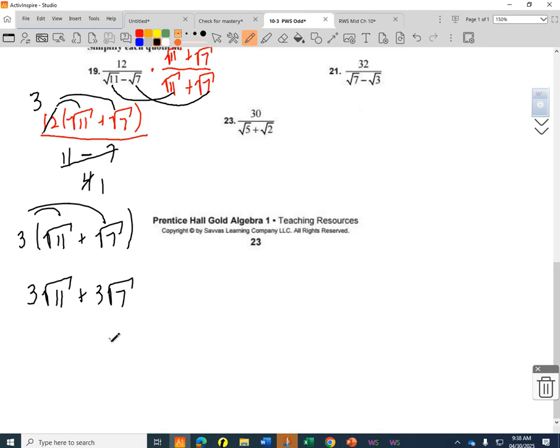The coefficients are the same. That doesn't matter. Square roots are not the same. The number under the square root symbol, the radicand, is not the same, so we can't add them. That's your final answer.